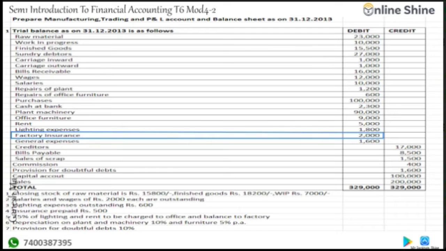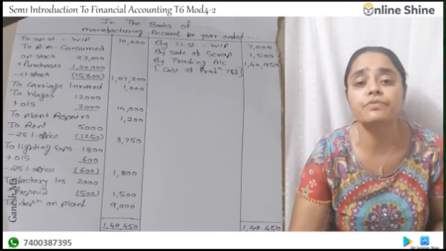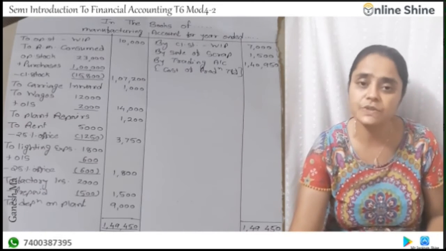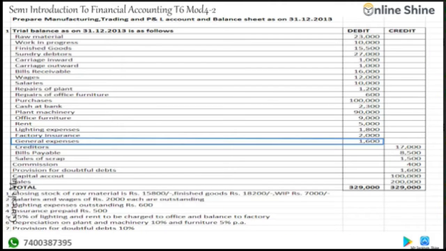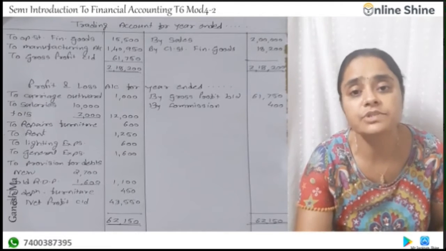Next item is factory insurance. Definitely it is related to the production. It is related to factory. So it is a part of manufacturing account. Factory insurance, there is some adjustment, so we have put it in the inner column. Factory insurance rupees 2,000. Next one is general expenses. Definitely this is an indirect expense. So it will come in P&L account directly in the outer column, general expenses.